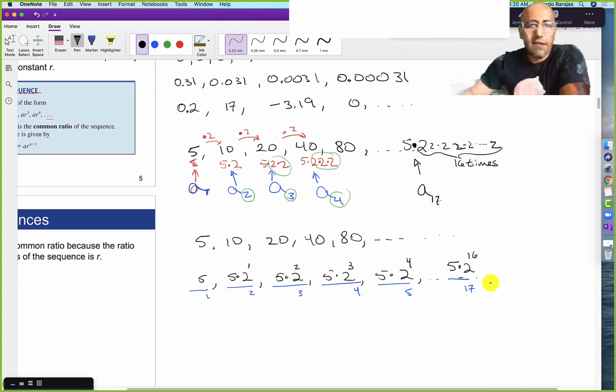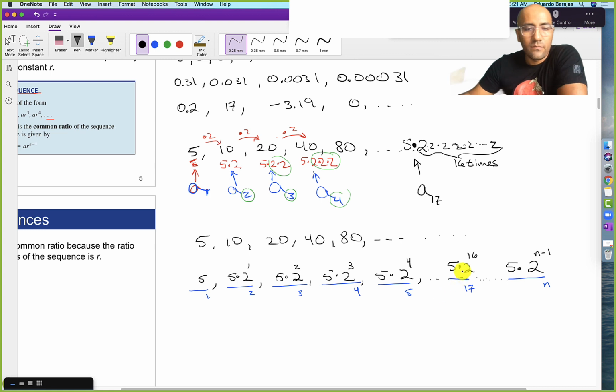And then in general, if I keep going, dot, dot, dot, and I just want to know what happens in the nth spot on my list, well, following this little pattern, it's going to be equal to 5 times 2 to the power of, and it's always 1 less than its location, so n minus 1.